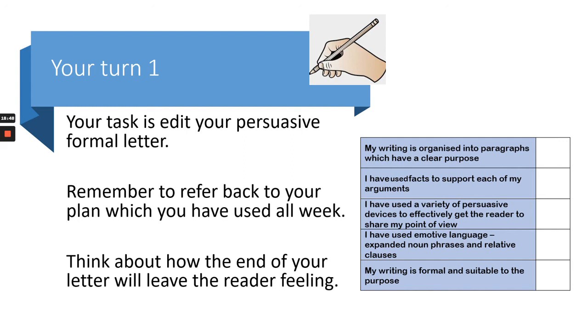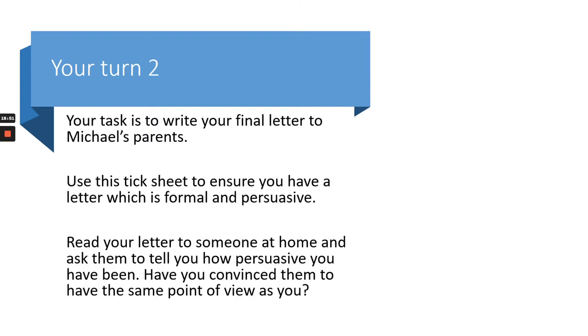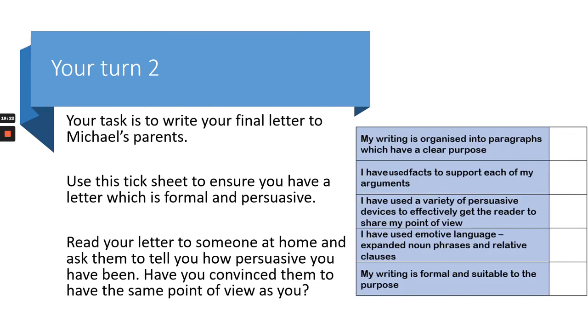Okay, by now you should have a finished edited letter. So now it's your turn to write your final letter to persuade Michael's parents. Use your tick sheet to ensure that your letter uses all our formal and persuasive devices. Read your letter to someone at home and ask them to tell you how persuasive you've been. Have you convinced them to have the same viewpoint as you? Make sure you use your tick sheet at the end of your writing. How many ticks do you think you get as you write? You might even want to count up how many times you've used a persuasive device or emotive language.